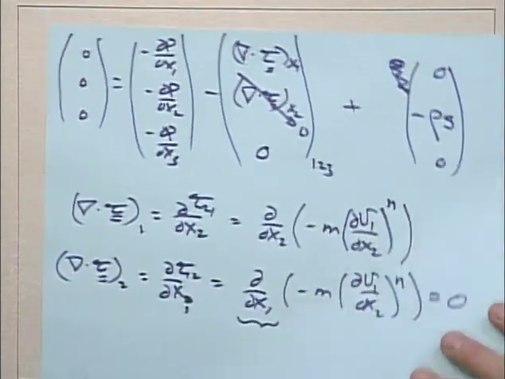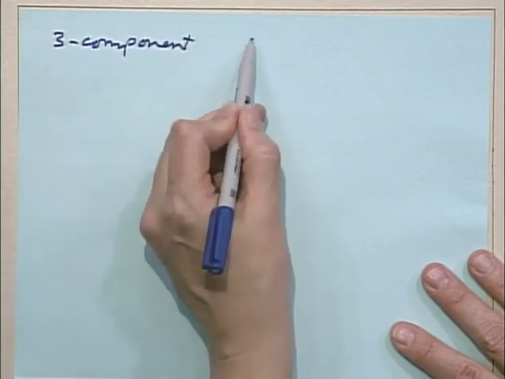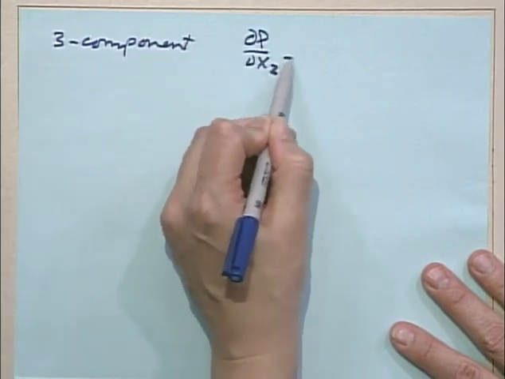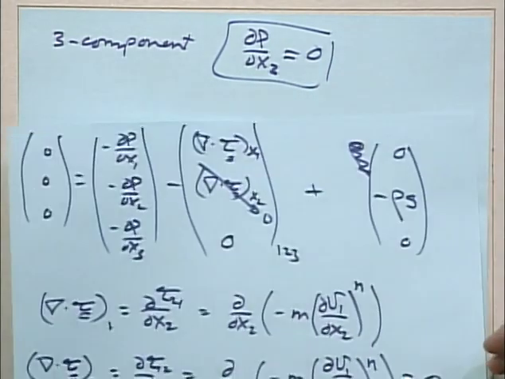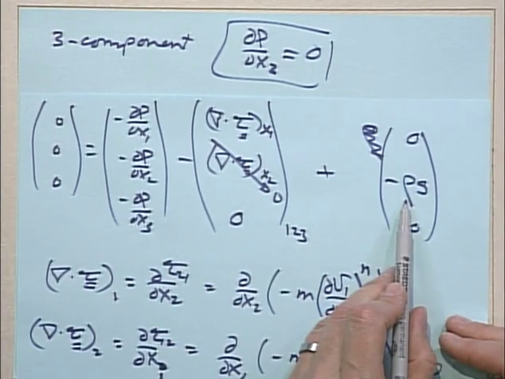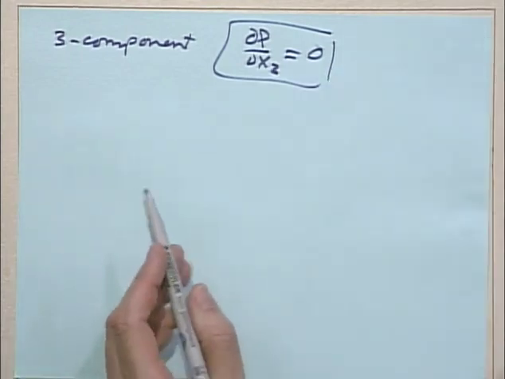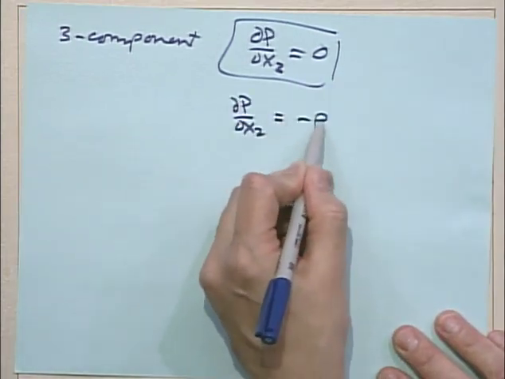So the 3 component is easy. Pressure doesn't vary in the 3 direction. The 2 component is easy. Pressure varies in the 2 direction due to gravity, so hydrostatic head. Okay? So we get dp dx2 equals minus rho g.